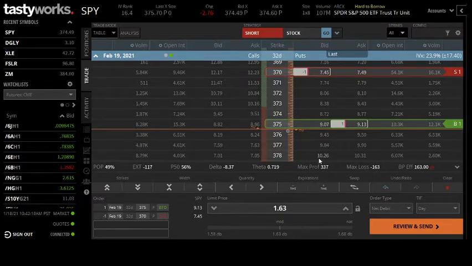So we'll do our max profit. We have our $5 wide minus the 1.63 that we're paying gives you a 3.37 max profit. So $337 max profit for risking $163. That's a 2-to-1. That's a 2-to-1 I'm looking for.